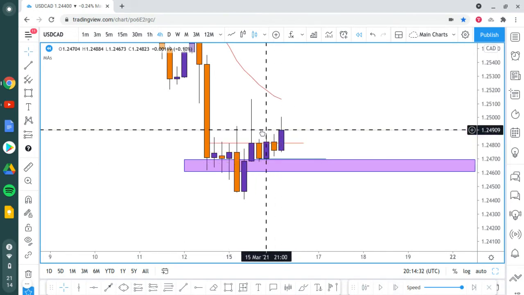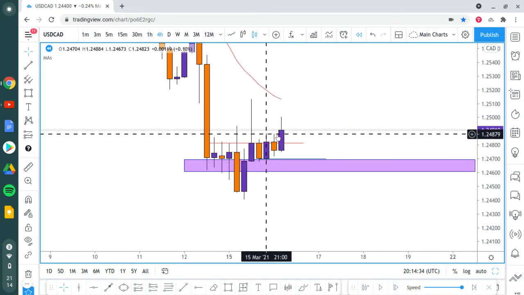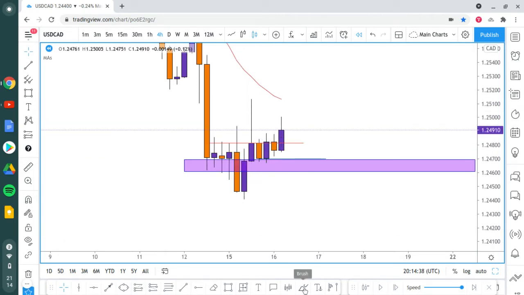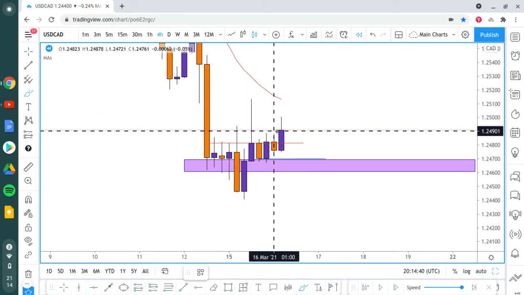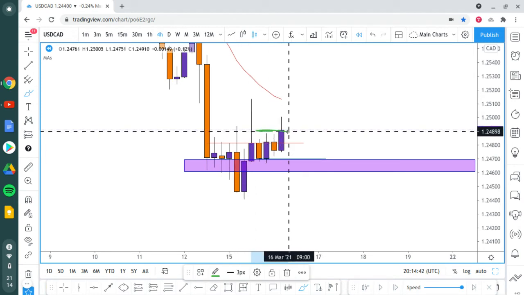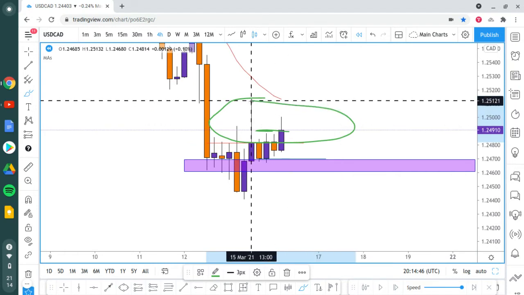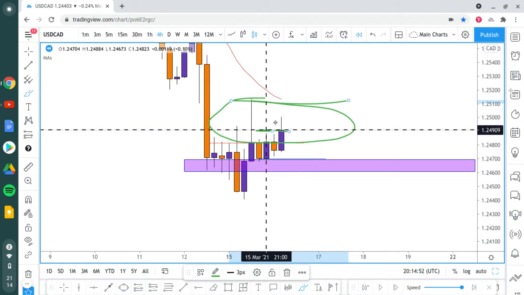Next candle goes higher, takes out the highs of this resistance, but it's this whole area. So yes, it closes beyond here, but beyond there is the whole area here. So for me, for this resistance to be broken, it has to close beyond up here, not this area.